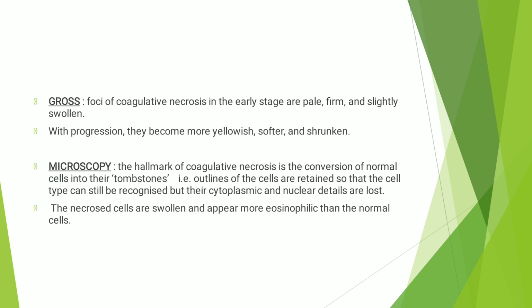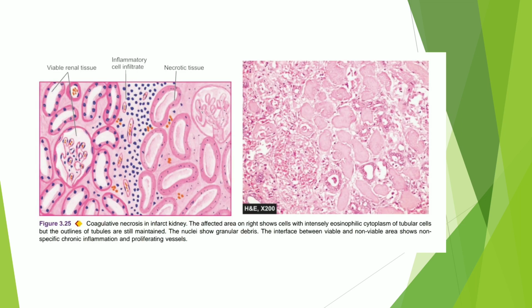Gross. Foci of coagulative necrosis in the early stage are pale, firm and slightly swollen. With progression, they become more yellowish, softer and shrunken. Microscopy. The hallmark of coagulative necrosis is conversion of normal cells into tombstones, that is, the outlines of the cells are retained so that the cell type can still be recognized, but their cytoplasmic and nuclear details are lost. The necrosed cells are swollen and appear more eosinophilic than the normal cells.